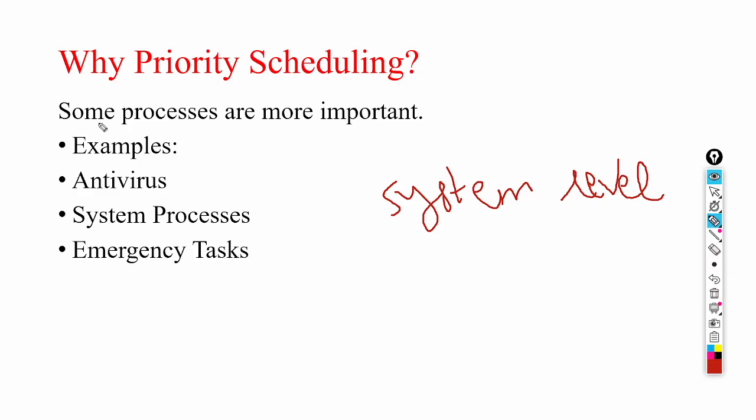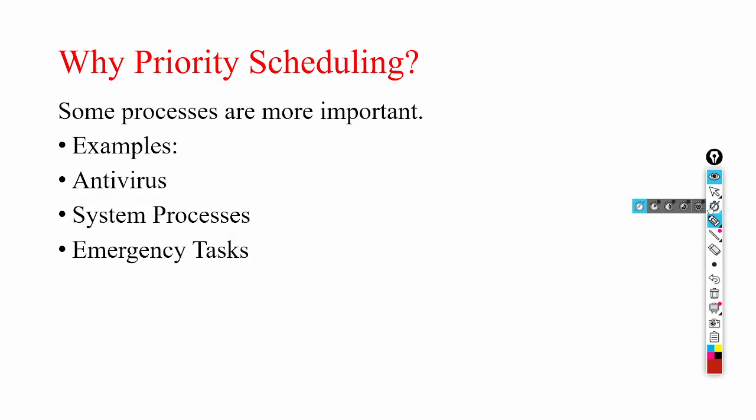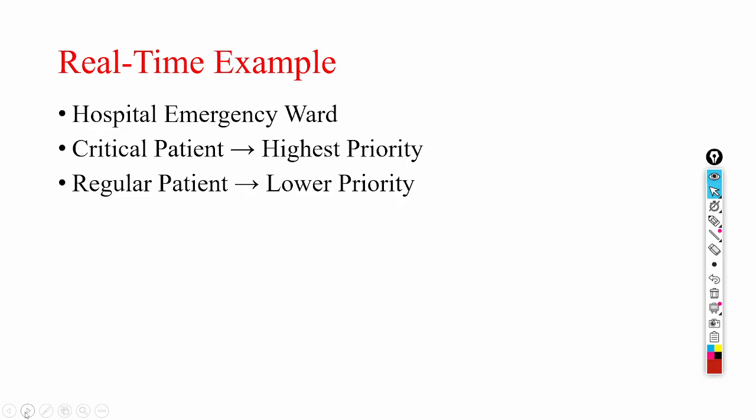Whenever some processes are more critical than others, we use priority scheduling. There are some important examples: antivirus, system processes, and emergency tasks. For all these types, we use priority scheduling. There are also some real-time examples.